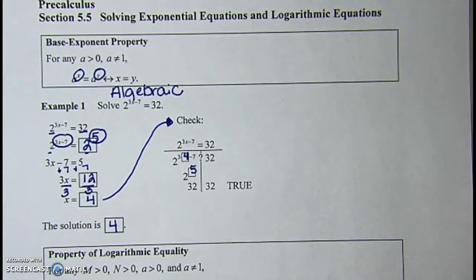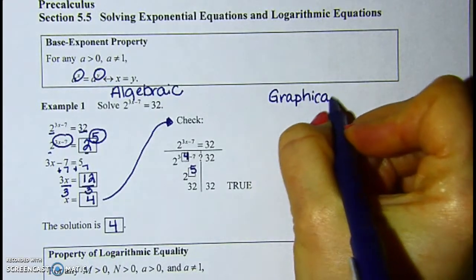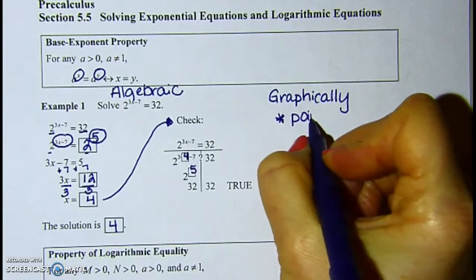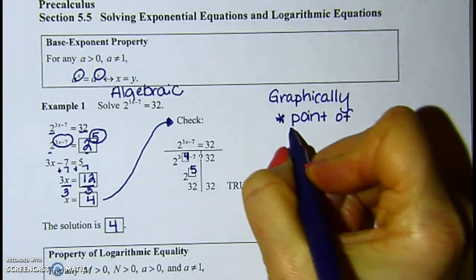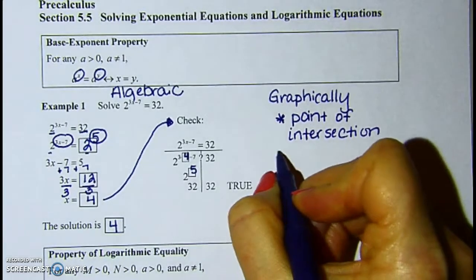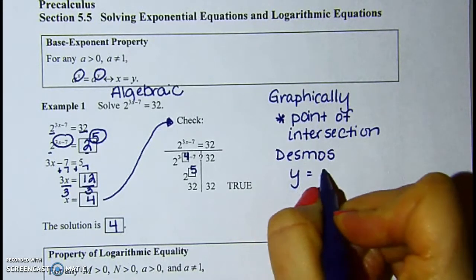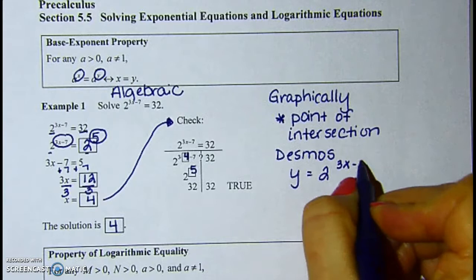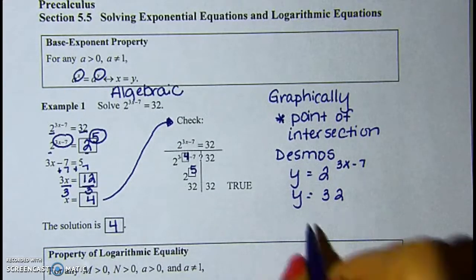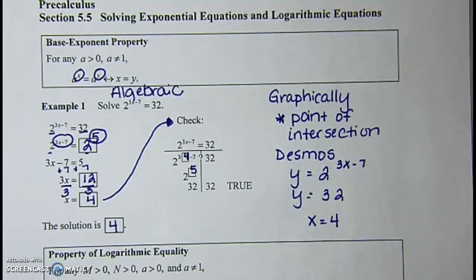We also could solve this graphically, by finding the point of intersection. So using Desmos, I would set y equals 2 to the power of 3x minus 7, and on a second line I would set y equals 32. And I would see at the point x equals 4 is when these two would come together. So that would be their point of intersection.